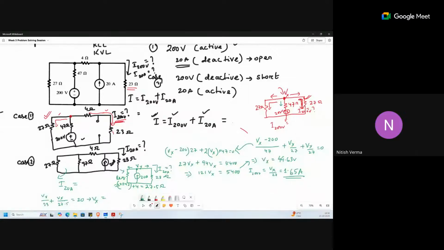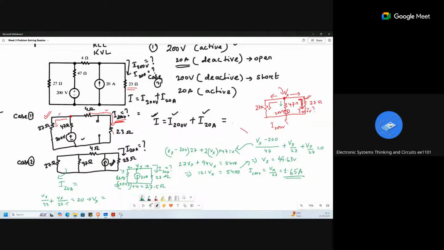Ma'am, you didn't write the 4 ohm resistance in the circuit. Where are you explaining it in green color? Yeah, I have written here. See, 27 parallel to 47, plus 4 means it is series with 4. Right? Then equivalent resistance you are getting 27.5 ohm.